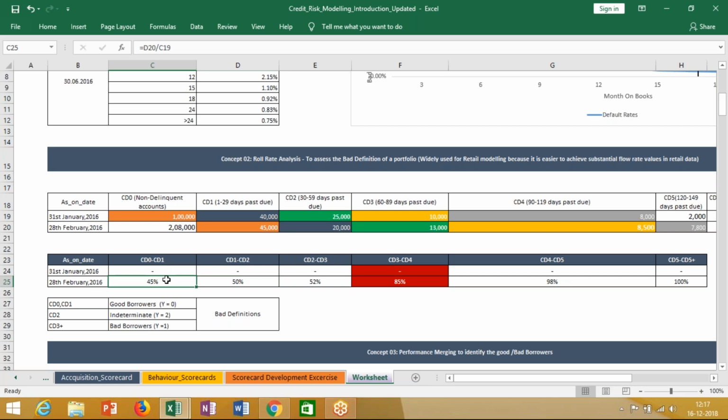So this 45,000, these are past delinquent, like in the CD1 bracket it has come. Right. So as on 28th Feb 2016, this much of balance is in CD1.